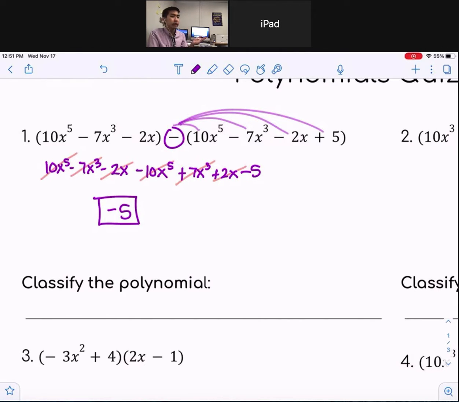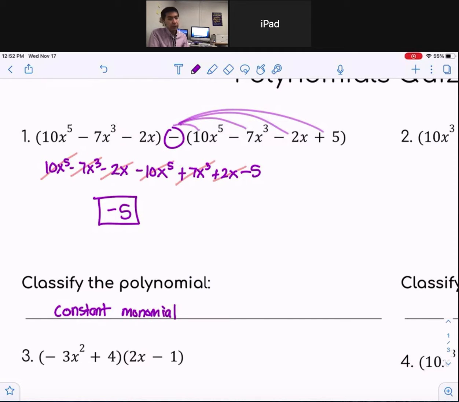What's the degree of negative 5? It is a degree of 0 because there are no variables. So degree of 0, you guys, is what we call a constant. And there's only one term, which is what we call a monomial.